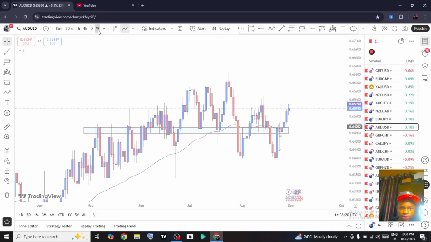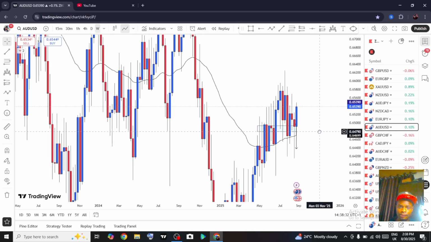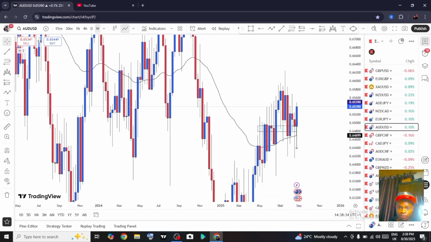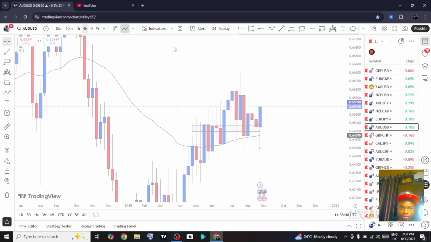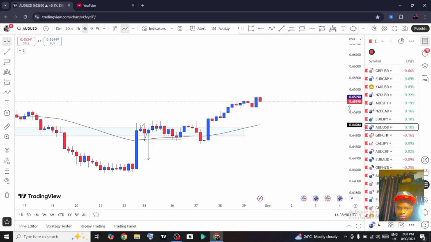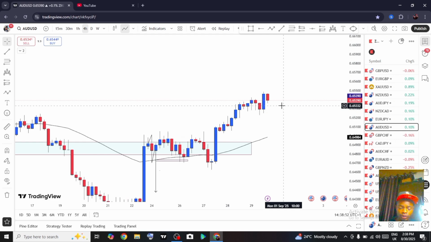So let's see what the weekly is saying. Weekly is also currently bullish, right? Because this is the higher high and this is the higher low, right? And we just had a new weekly engulfing candle from this area. So let's see what the 4 hour is saying. The 4 hour is also currently bullish.